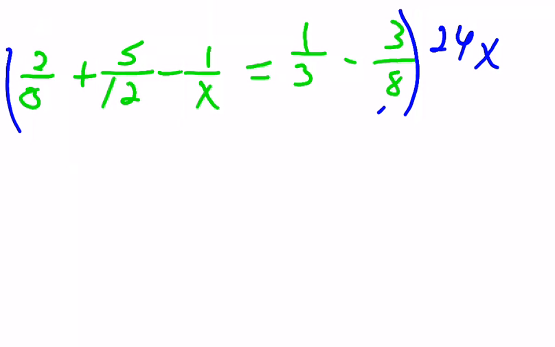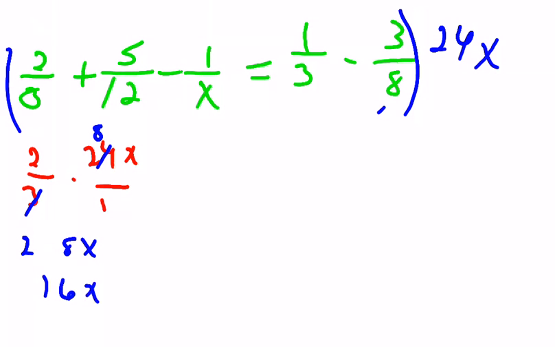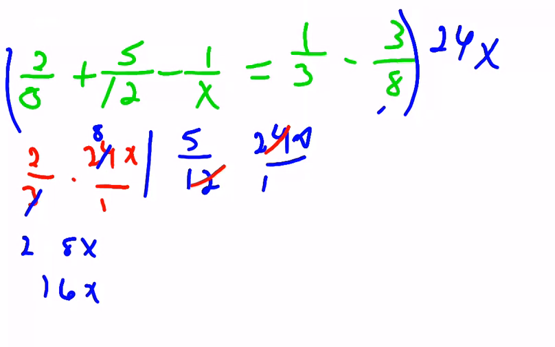Okay, so again, 2/3 times 24x over 1. We realize that 3 goes into 24 8 times, so we have 2 times 8x, which is really 16x. The next one, we have 5/12 times 24x over 1. We realize that the 12 goes into 24 twice, so we have 5 times 2x, which is really 10x.